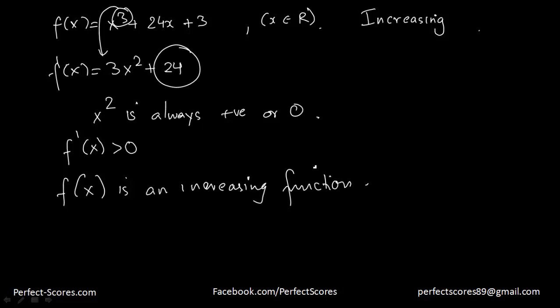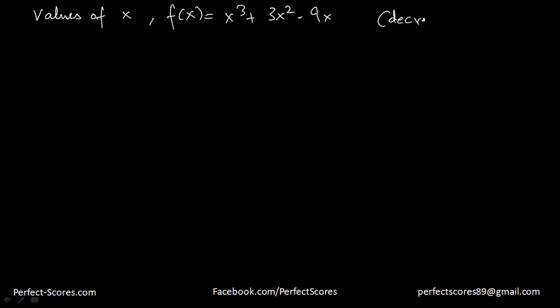Fine. So suppose you're understanding this point over here. Let's move forward to the next question. Now let's suppose I want to show that for what values of x, f of x equals x cubed plus 3x square minus 9x is a decreasing function. So I have to find the values of x where this is actually a decreasing function. So how will I find that?